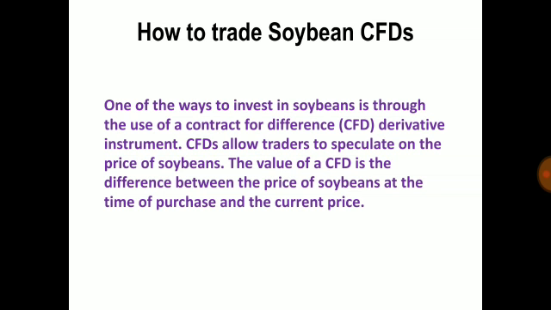How to trade in soybean CFDs. CFDs are contracts for difference. One way to invest in soybean is through the use of a contract for difference, which is again a derivative instrument. A CFD allows the investor to speculate on the price of soybean. The value of the CFD is the difference between the price of the soybean at the time of purchase and the current price. CFD traders open an account with a regulated broker and deposit funds. The funds serve as the margin against the change in the value of the CFD.